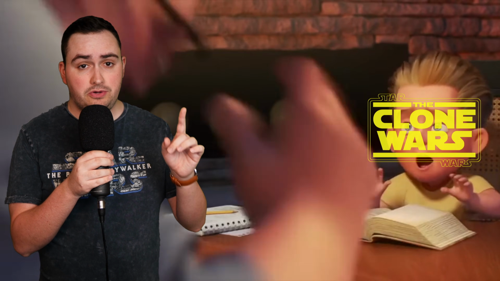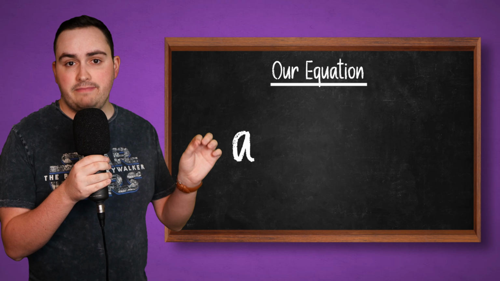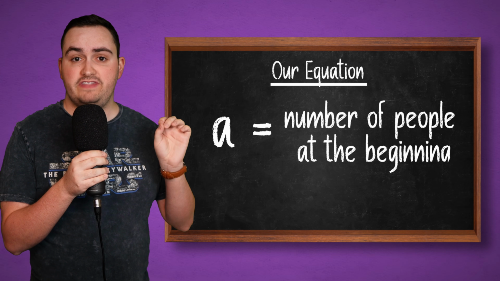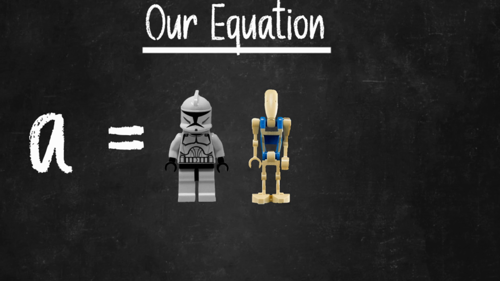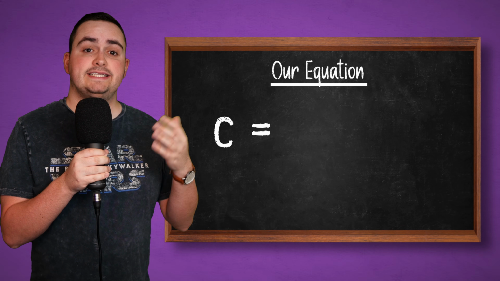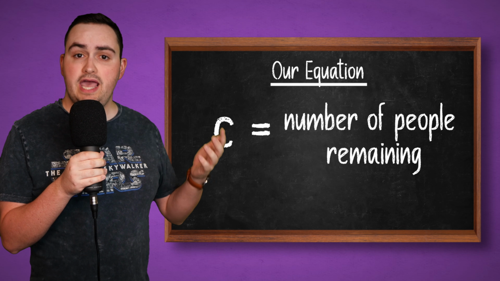But again, that's not what this video is about. No, today we're talking about Clone Wars' problem with math, specifically this simple equation that I've made, A minus B equals C, where A stands for the number of people at the beginning of the episode, whether that be clones, droids, Jedi, etc. B being the amount of people who died in the episode, and C being the amount of people remaining at the end of the episode.